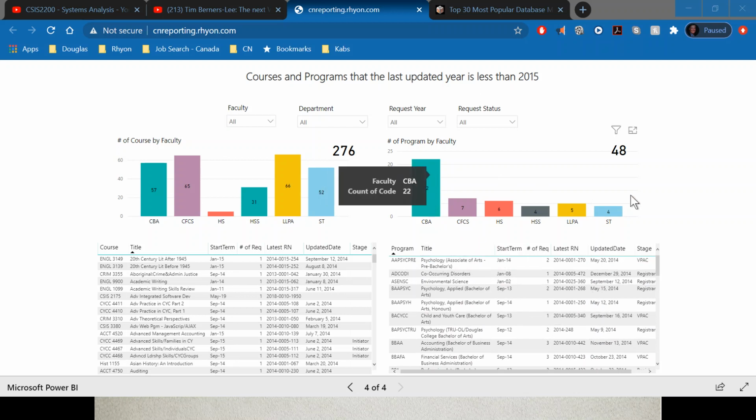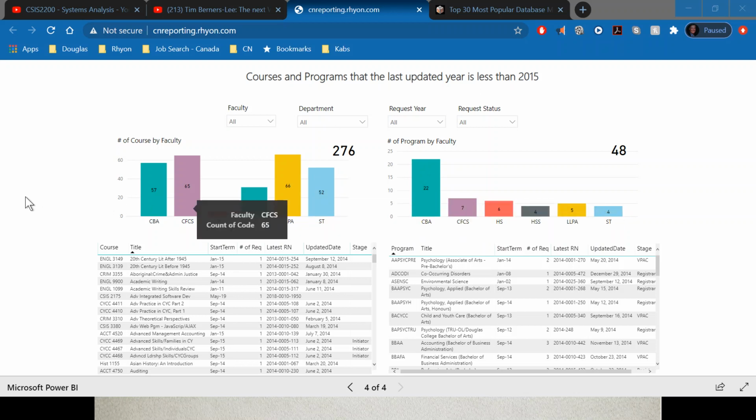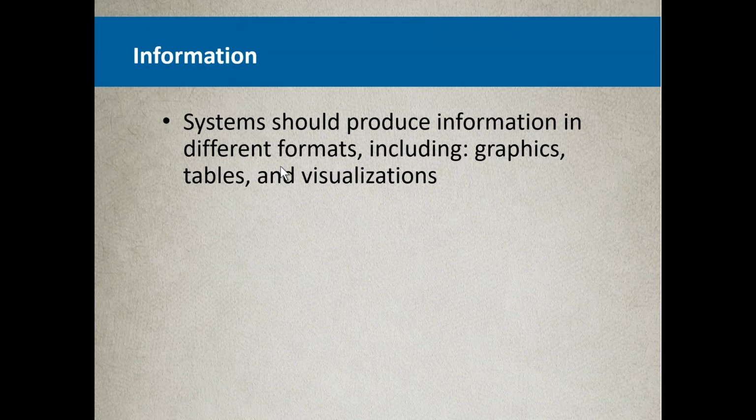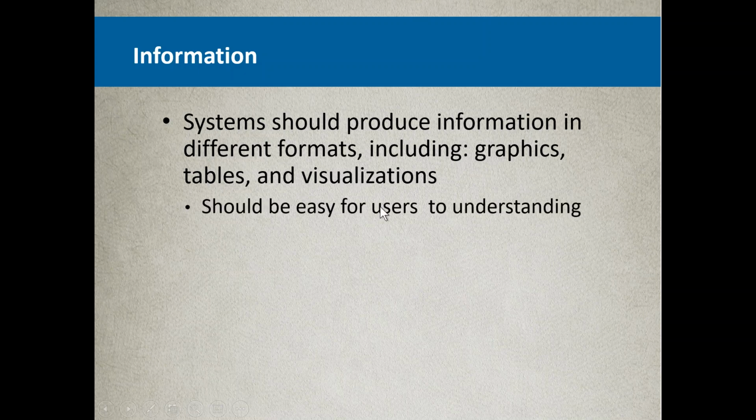With this one, bam, they get the answer right away. Management, you definitely want to do that. These decision makers, the CEO and all the people below them, need this type of information to make better decisions. So this managing information system right here is framed in that way. That's why they're saying it should be graphs, tables, and visualizations. Should be easy for the users to understand.